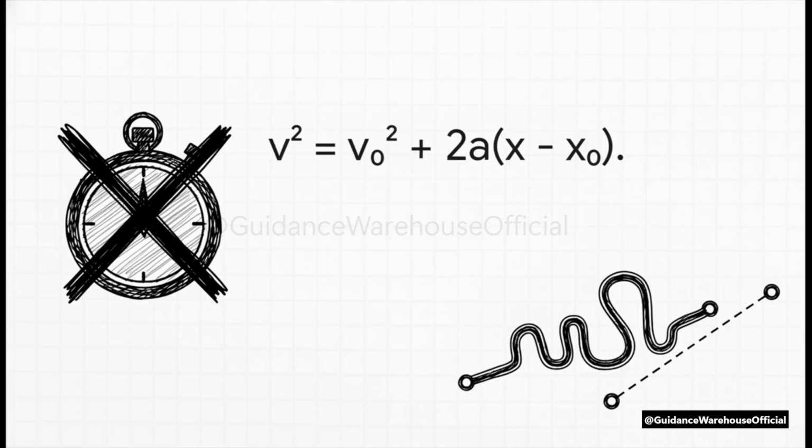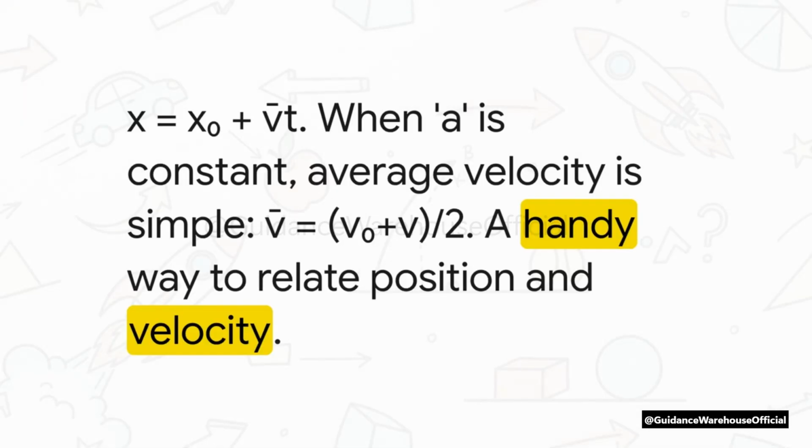And this one's my personal favorite because it's like a secret weapon. We call it the timeless equation. If you've got a problem where you don't know the time, and you don't even need to find it, this formula is your shortcut straight to the answer. It's incredibly useful. And last but not least, we've got this handy little helper that uses average velocity. Now, when, and only when, acceleration is constant, the average velocity is just this simple average of where you started and where you ended. Easy, right? It's another great way to connect position and velocity.